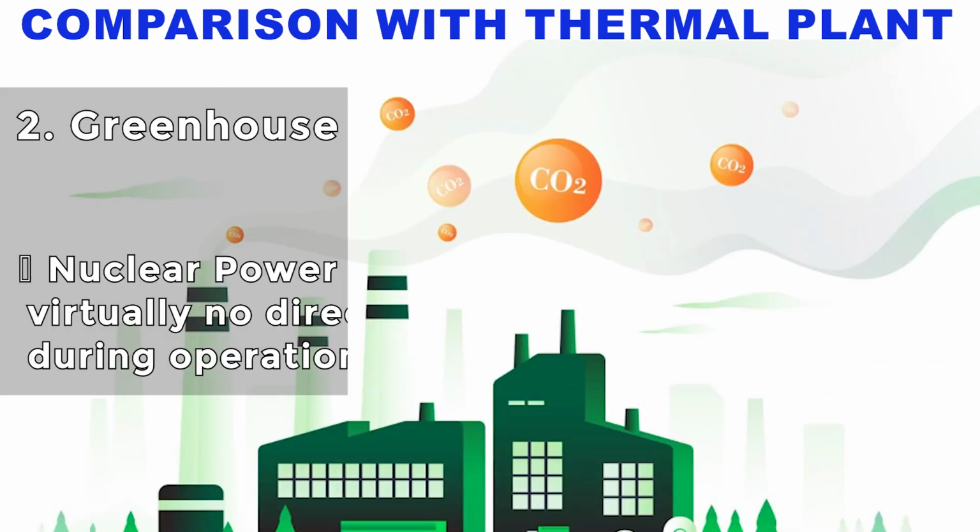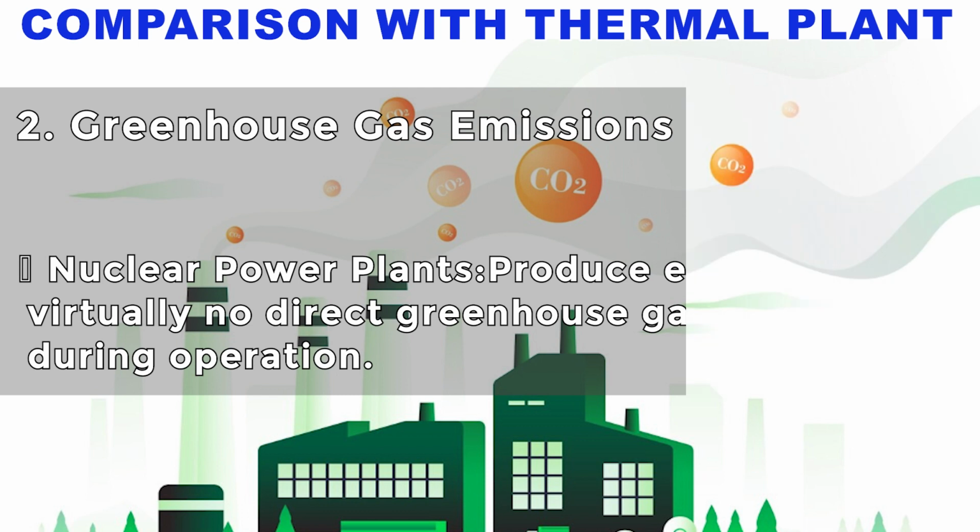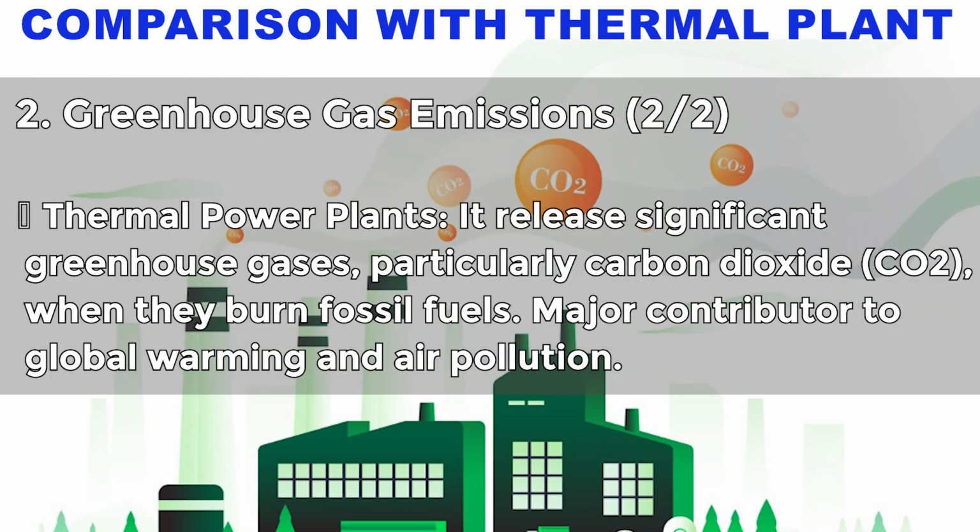Second comparison is greenhouse gas emissions. Nuclear power plants produce electricity with virtually no direct greenhouse gas emissions during operation. However, there are emissions associated with mining and processing nuclear fuel and managing radioactive waste. Thermal power plants release significant greenhouse gases, particularly carbon dioxide, when they burn fossil fuels. This makes them a major contributor to global warming and air pollution.